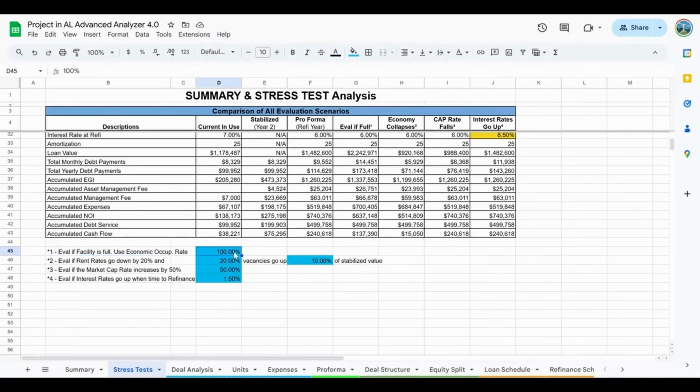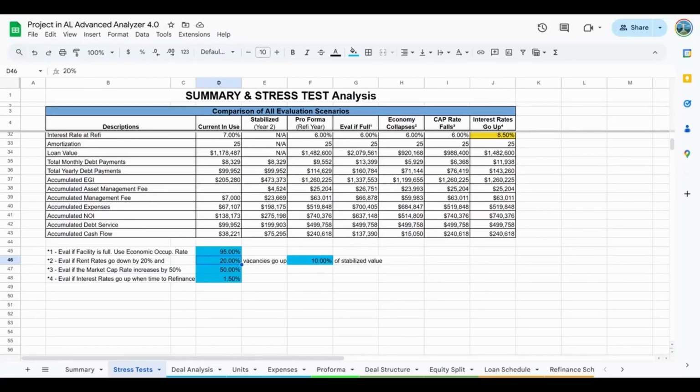So situation 1 is you evaluate it if the facility is full. And usually you'll put this at 100%, but it may be something like 95%. Because if you're using a unit, or if your property manager is using a unit, it won't be calculated in any type of income.